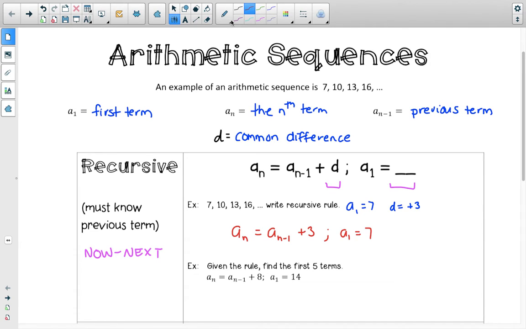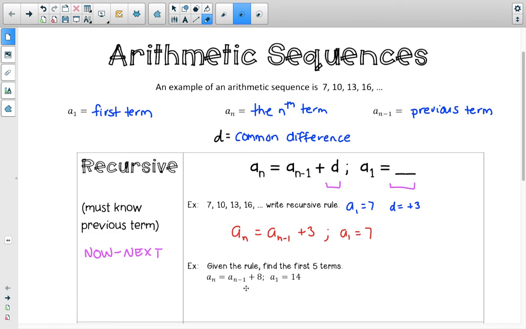This looks very similar to, again, that now next. This would have been written as next equals now plus 3 starting at 7. This is the same information that we would have started at.